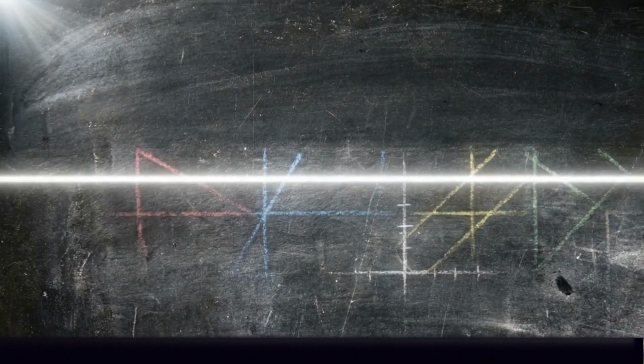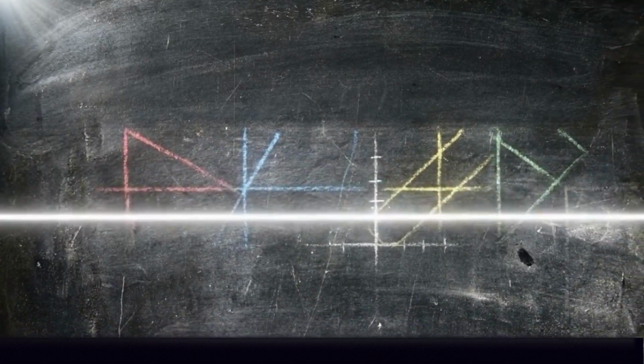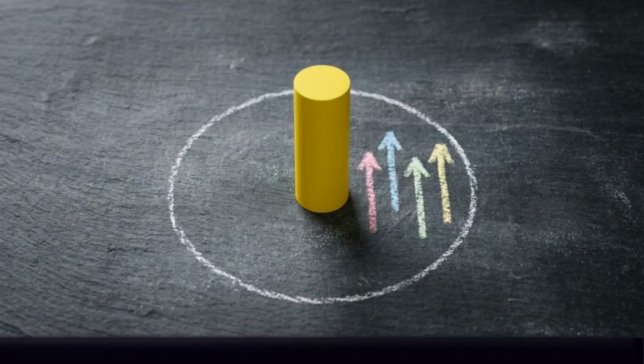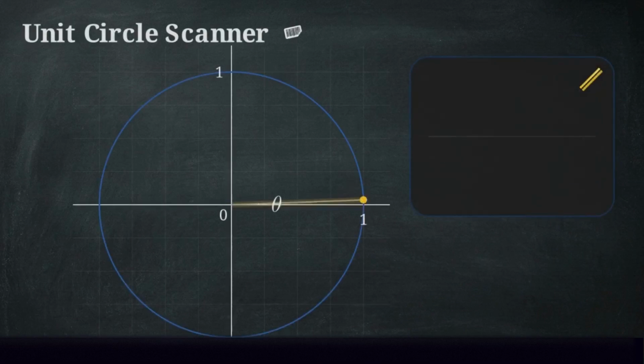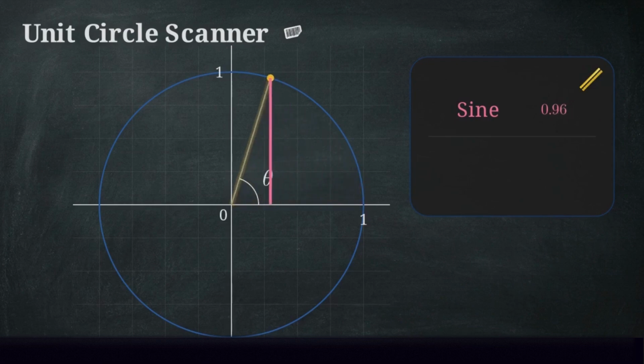So what exactly are those functions scanning for? Let's start with sine. Sine is simply the measurement of a purely vertical line's height inside our circle. Watch this point move along the curve. At 0 degrees, the angle is completely flat, so the vertical height is 0. But as the angle rises toward 90 degrees, the vertical line grows to a maximum height of 1.